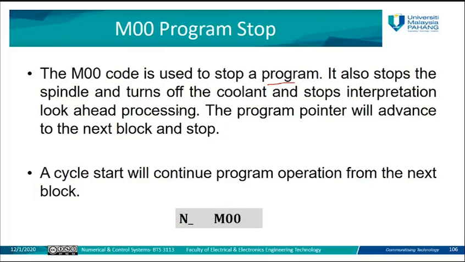It also stops the spindle and turns off the coolant. It's like an emergency stop push button for the machine. Once you press it, it will stop all the related machining parts of the CNC machine. How to write it: N with the number of the block, then M00.